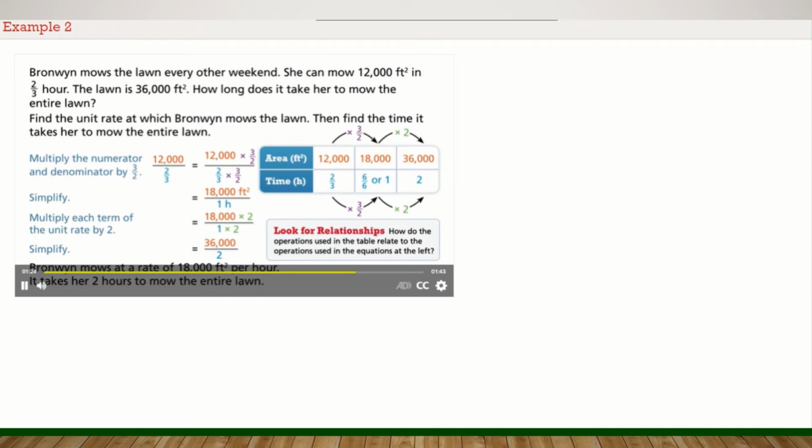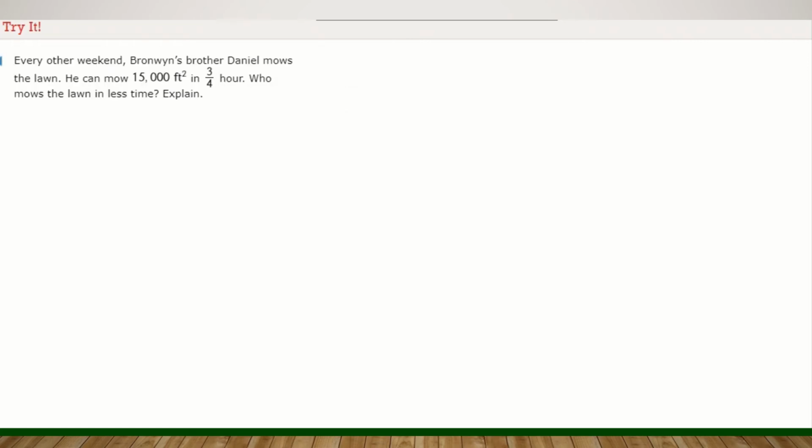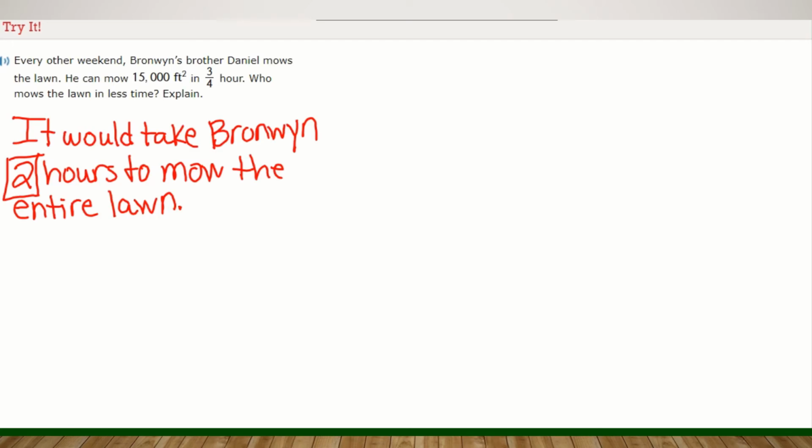How do the operations used in the table relate to the operations used in the equations at the left? The operations used to complete the table were the same as the operations used to find the equivalent ratios. Both models can be used to solve the problem. Every other weekend, Bronwyn's brother Daniel mows the lawn. He can mow 15,000 square feet in 3/4 of an hour. Who mows the lawn in less time? Explain. We know it would take Bronwyn 2 hours to mow the entire lawn.